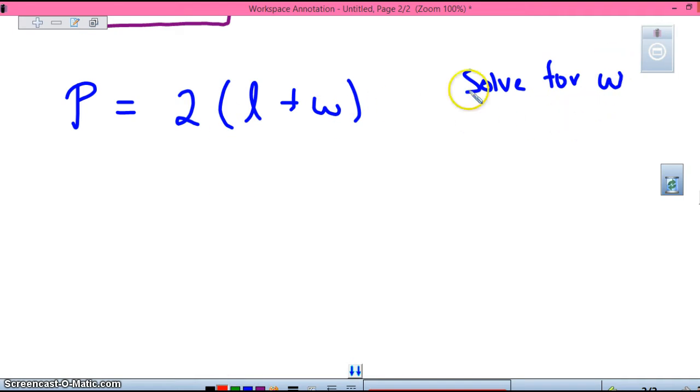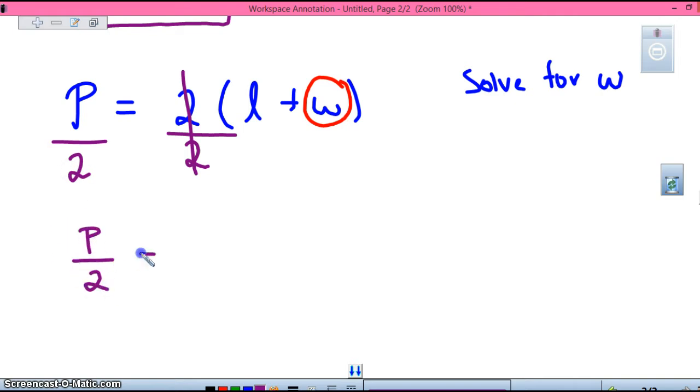If we have to solve for w, that means we need to send the 2 to the other side and the L to the other side. So what do we have to do first? We've got 2 times, and then in parentheses, L plus W, or length plus width. If we have to solve for W, the first thing we have to get rid of is the 2. What's the inverse operation? Division. So we divide by 2. What you do to one side, do to the other. This means P over 2 is equal to length plus W. Length plus width.